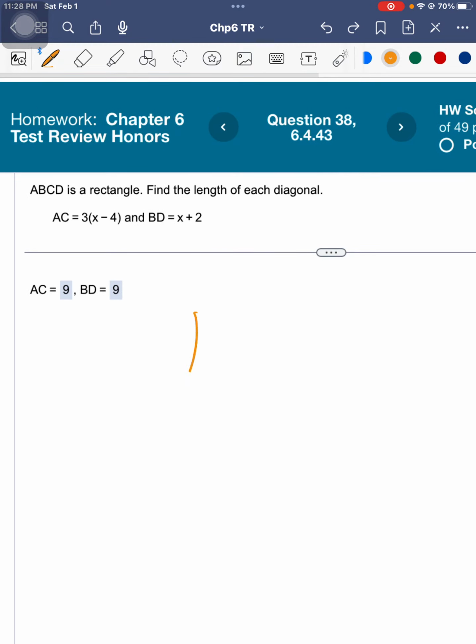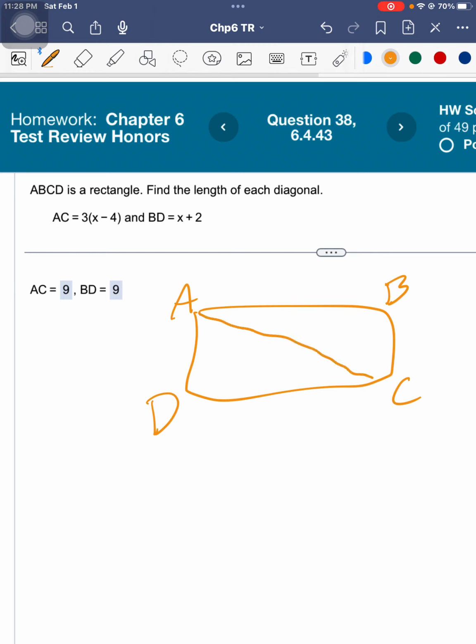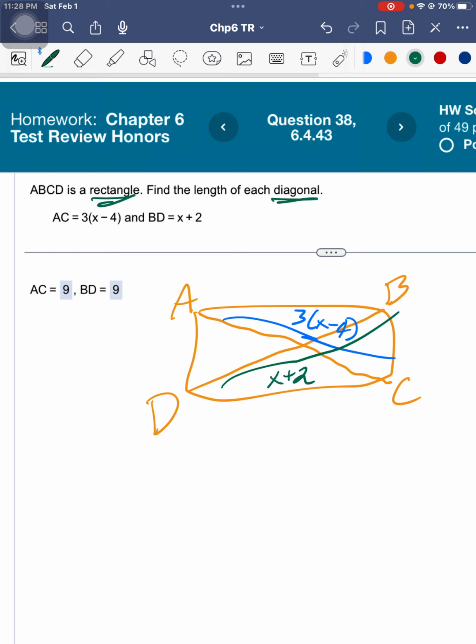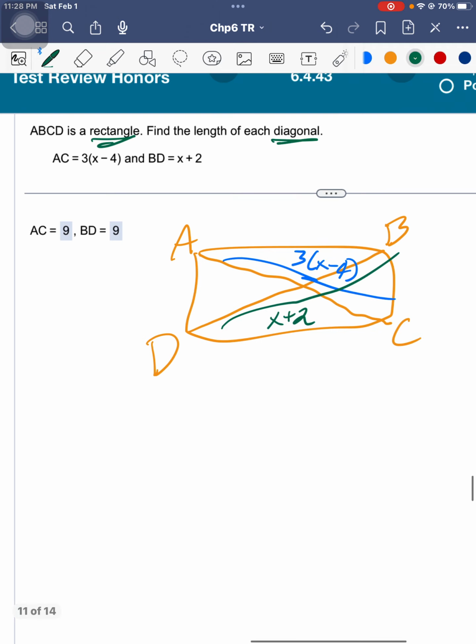ABCD is a rectangle, all right? So let's draw a rectangle, A, B, C, D. Find the length of each diagonal. This looks familiar. I feel like I already did this one, okay? So I know that AC is 3x minus 4 and BD is x plus 2. What do I know about diagonals in a rectangle? That they're congruent, just like they are in squares. So let's set this equal to each other.